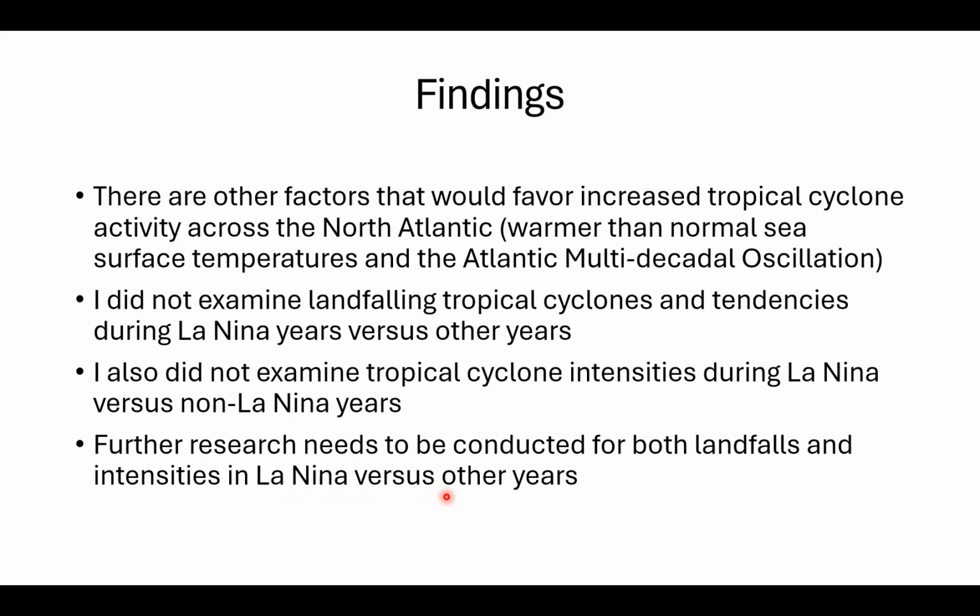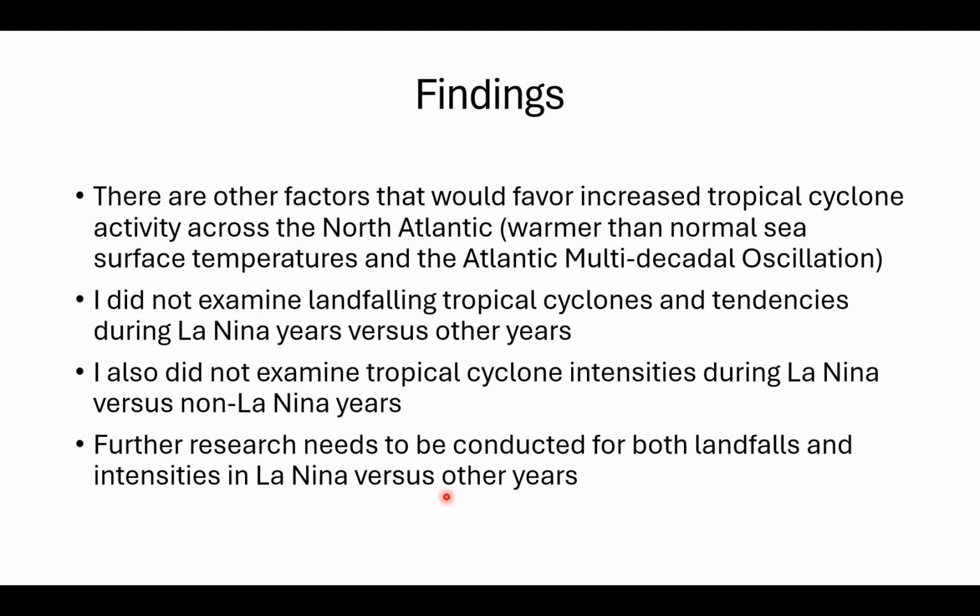Now, there are other factors, no doubt, that would favor increased tropical cyclone activity across the North Atlantic, in addition to the La Nina. I just looked at the La Nina in this video. So, for example, warmer than normal sea surface temperature. We have cycles associated with what's known as the Atlantic Multidecadal Oscillation, AMO. At certain times or cycles, there are warmer than normal waters across the Atlantic, and that's an association with the AMO. So there are other things that could also contribute to increased activity, such as the 2020 hurricane season.